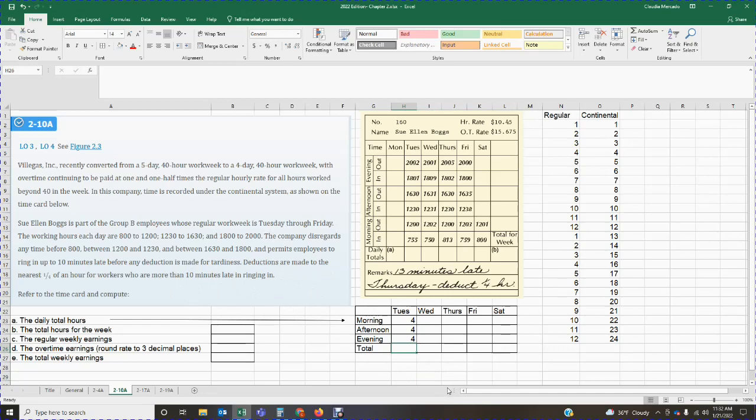So for the Tuesday, the employee worked, okay, and wait, let me make a correction. On the evening, it's not 4 hours. It's from 18 to 20, that's 18, 19, 20, that's 2 hours, okay? From 18 to 20, it's 2 hours. So now I can get my total. And that would be 10 hours, okay, for Tuesday.